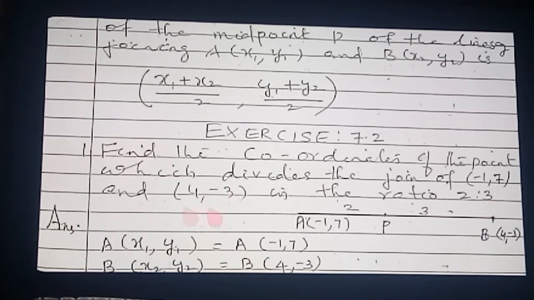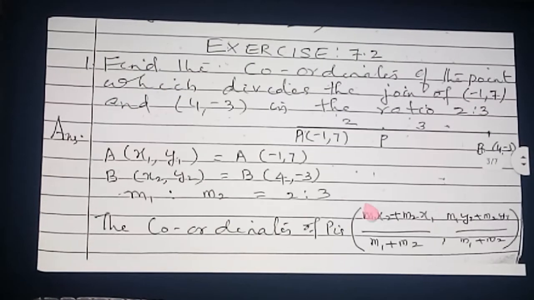So first I take A(x1, y1) as (-1, 7) and B(x2, y2) as (4, -3). And what's the value of the ratio m1 and m2? m1 is 2, m2 you take as 3. Clear? So it is a simple application. Apply it. It is very easy. In this way, if you draw the diagram, you will not have any confusion. Here you multiply diagonally. See here, the teacher will multiply and show you.